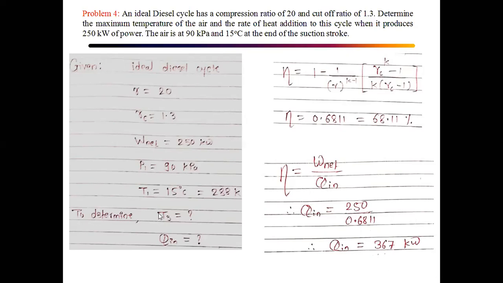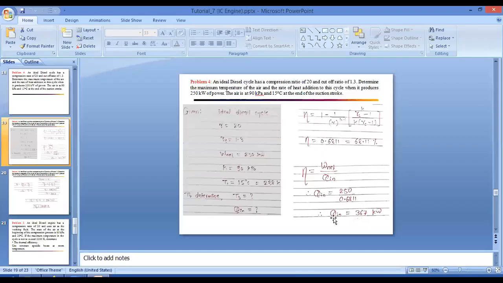Okay. Now the next one is T3. We have to calculate temperature T3. Now see, in the previous numericals, to calculate the value of T3, we can use the equation of Q in, that is Q in is equal to Cv into T3 minus T2. As this is the diesel cycle, for the diesel cycle, process 2 to 3 is heat addition at constant pressure. So instead, we can use Q in is equal to Cp into T3 minus T2.